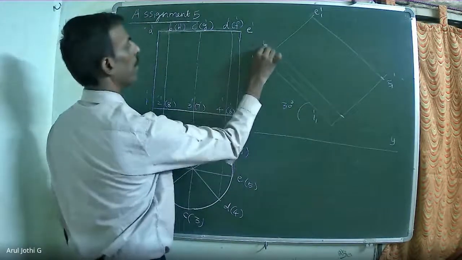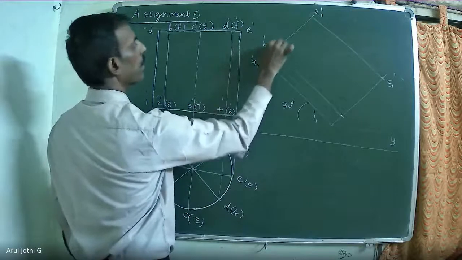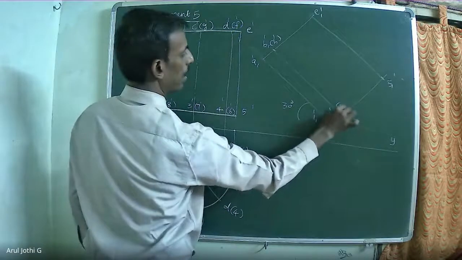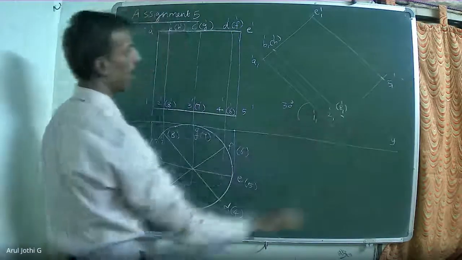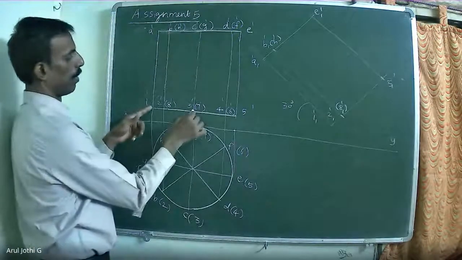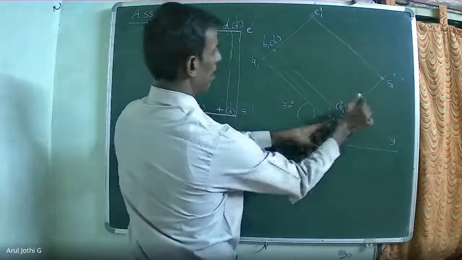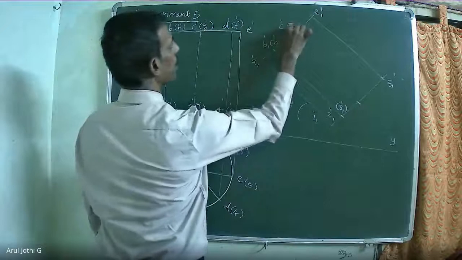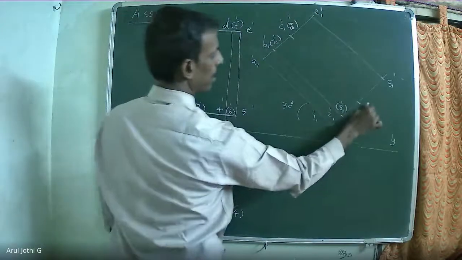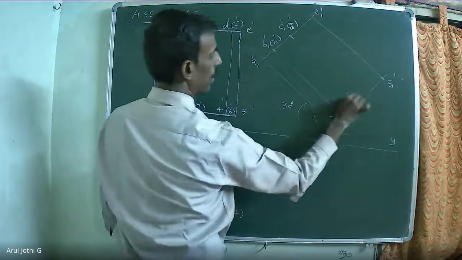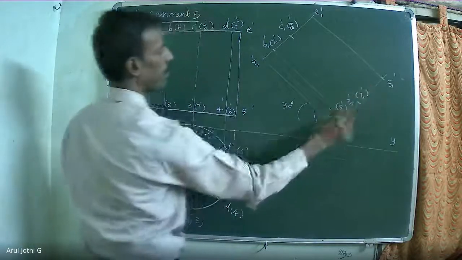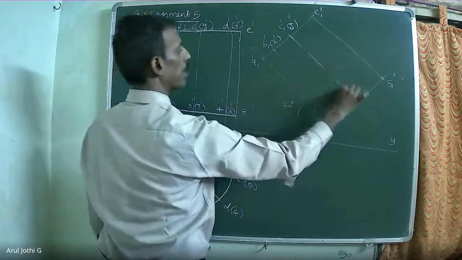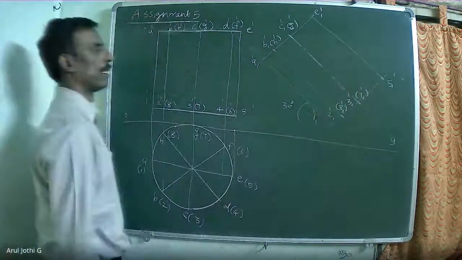This will be B and H. Here it will be 2 and 8. Transfer 1 and 3. Same measurement you transfer. This will be C and G. This will be 3 and 7. So when generator and axis lines are coinciding, give priority to the axis line.